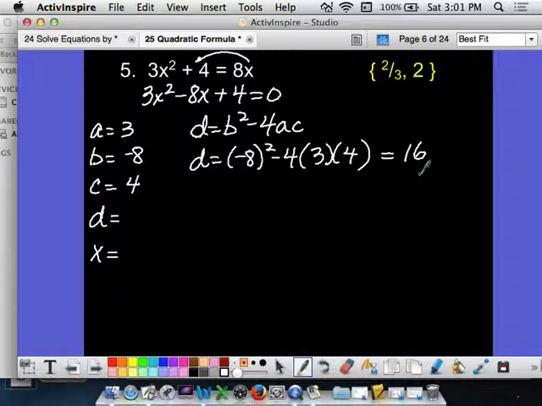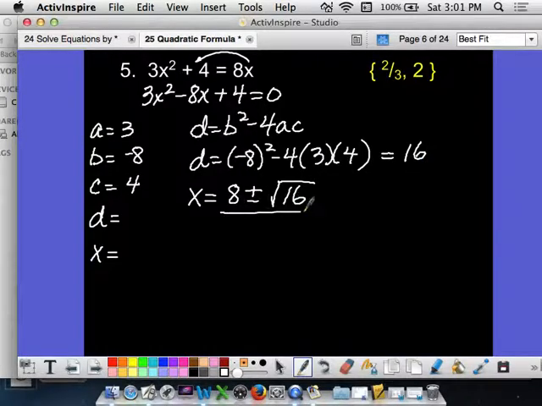So let's plug it in. x equals opposite b plus or minus square root b squared minus 4ac all over 2a. Now you want to take the square root and multiply wherever you can. I can take the square root of 16, that's 4. I can multiply 2 times 3, that's 6. But I have to remember that I'm going to break this up into 2 different answers.